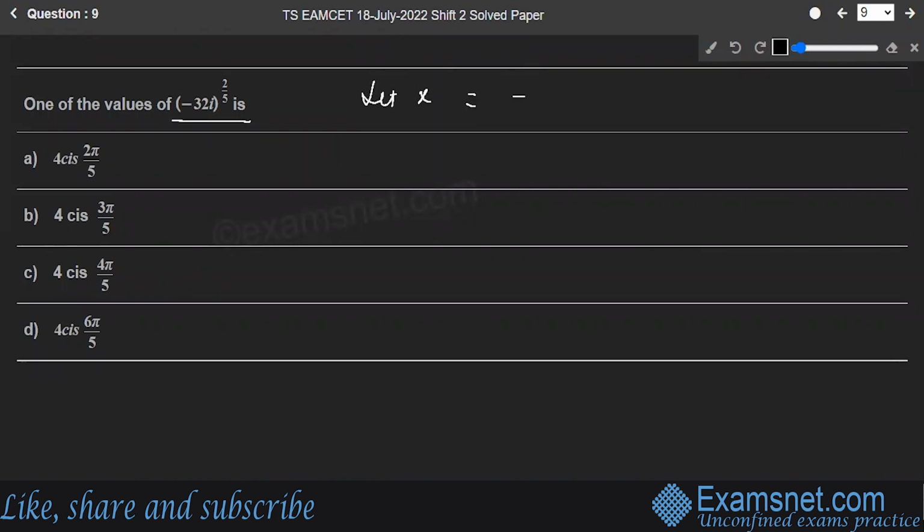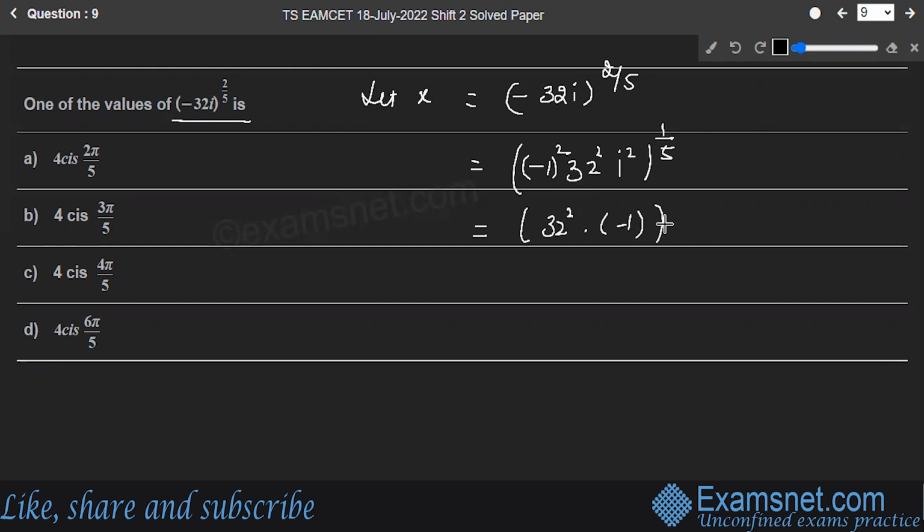Let's go. Let x is equal to minus 32 iota whole raised to power 2 by 5, which can be written as minus of 32 raised to power 2 iota raised to power 2 whole raised to power 1 by 5. So this will be equal to 32 square into iota square is equal to minus 1 whole raised to power 5. 32 square is 1024 and minus 1 is this. So you can write it like this, minus 1024 raised to power 5. This was assumed as x. So you can say x raised to power 5 is equal to minus 1024.